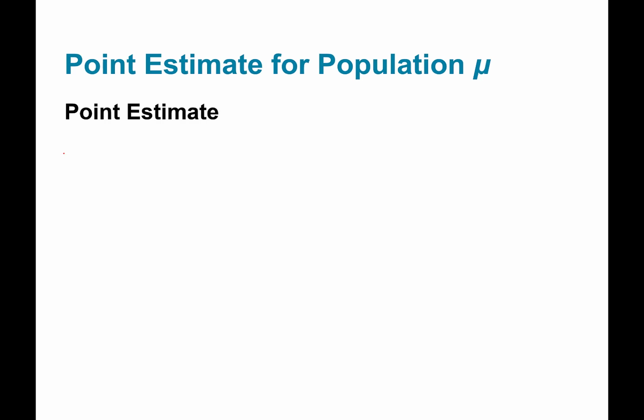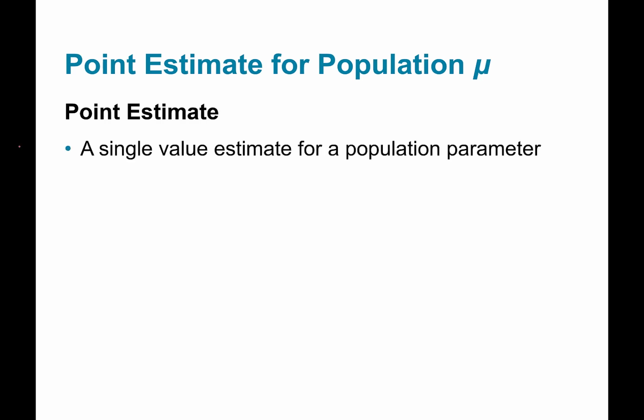The first type of estimate is a point estimate. A point estimate is simply a single value estimate that we can use for a population parameter. In our case, we're going to talk about the population parameter mu. You can also estimate any other parameter. You could estimate sigma. You can estimate rho, which is a proportion. You can estimate any parameter that you want to. For our purposes, though, we're just going to talk about estimating the mean mu, even though the idea behind this is the same as for any parameter.